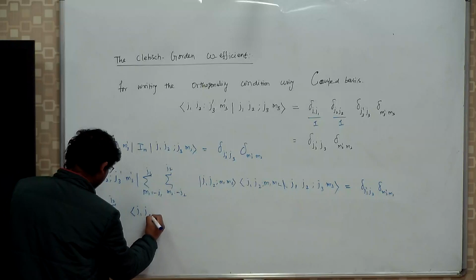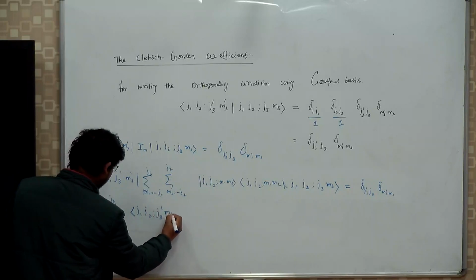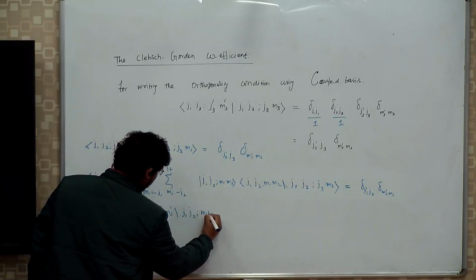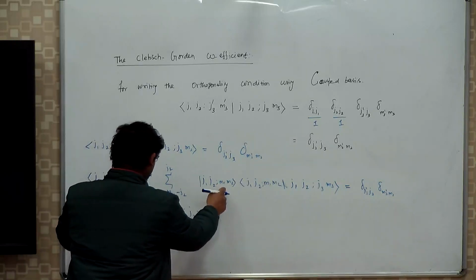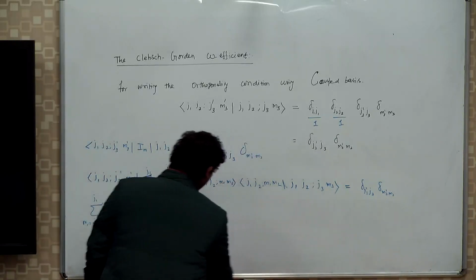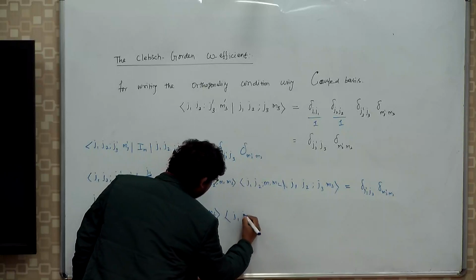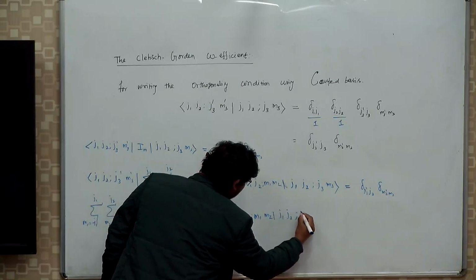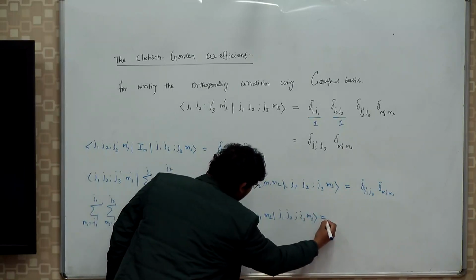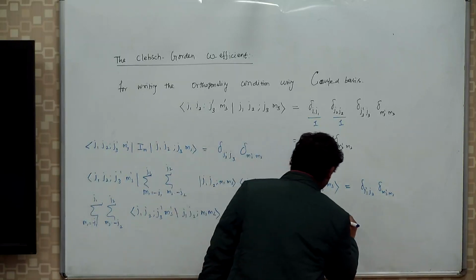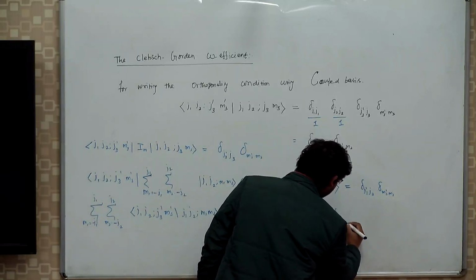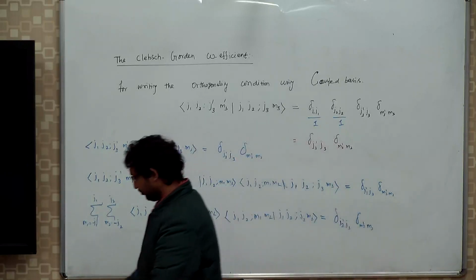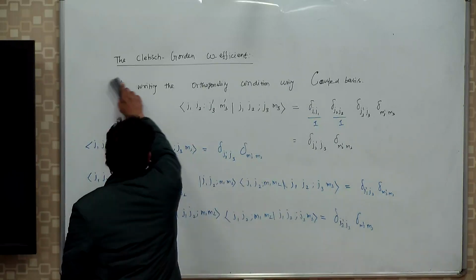So J1 J2 J3 dash M3 dash, J1 J2 M1 M2, I am writing these two terms here. Then the remaining term I am continuing: M1 M2 J1 J2 J3 M3 is nothing but delta J3 dash J3 and delta M3 dash M3. Fine.